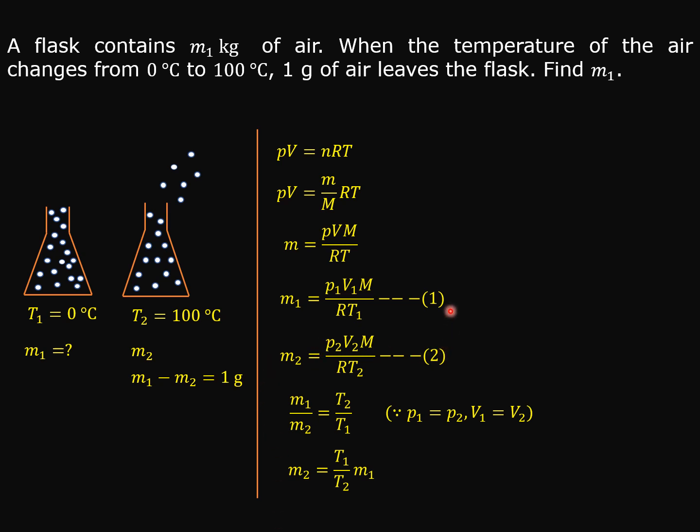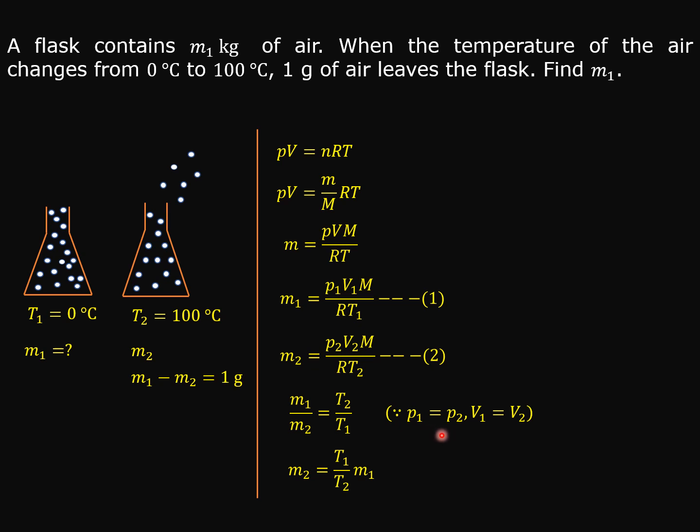Now we take equation 1 divided by equation 2, and we get M1 over M2 equals T2 over T1. The molar mass M and the gas constant R are cancelled out in these two equations. Since the volumes V1 and V2 are the same, they are also cancelled. V1 and V2 are the volumes of the gas, which is the same as the volume of the flask, so we can cancel them out. And for the pressure, P1 and P2 are also the same.